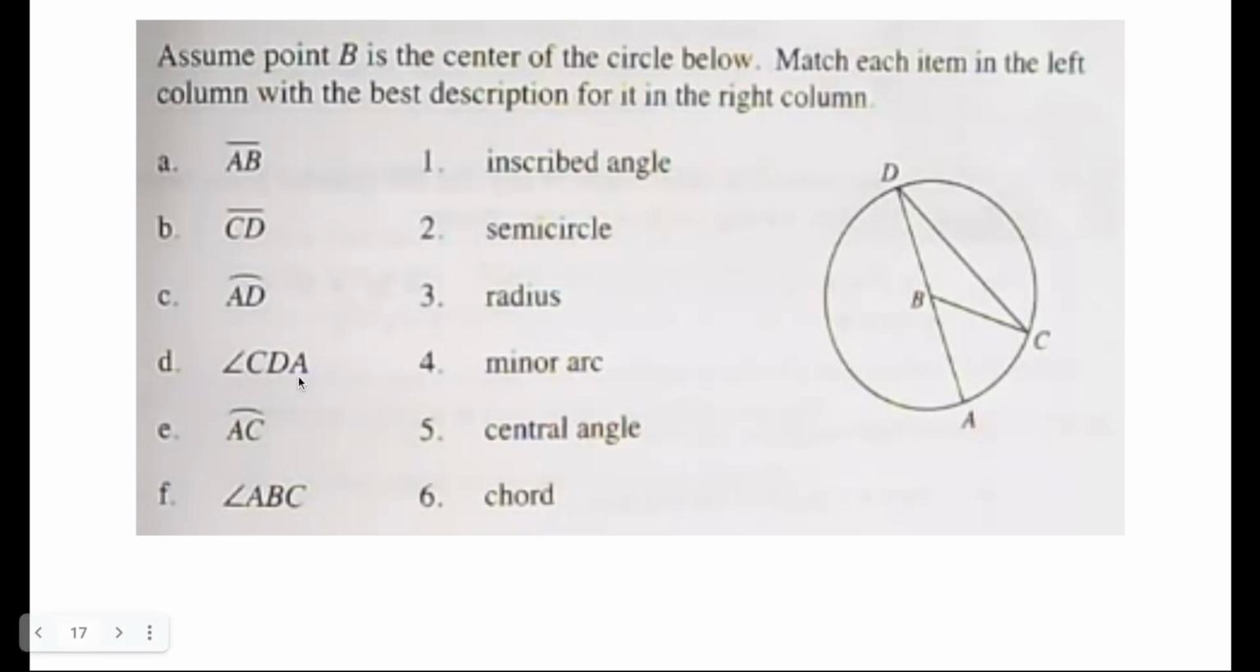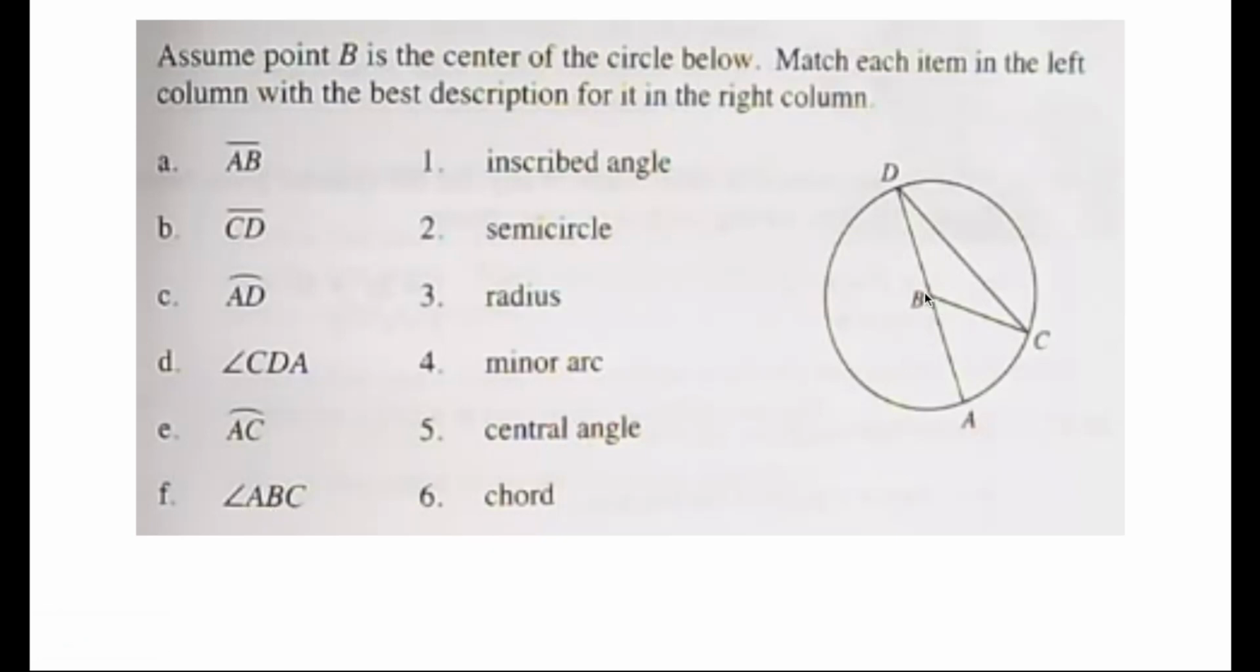Angle CDA, remember with D in the middle, that's the vertex. The vertex is on the circle, so that's an inscribed angle. How about just the 2 letters AC with a little arcing thing on top? AC is a minor arc. And how about an angle with the letter B in the middle of the three letters?